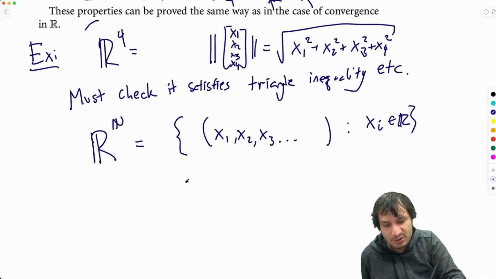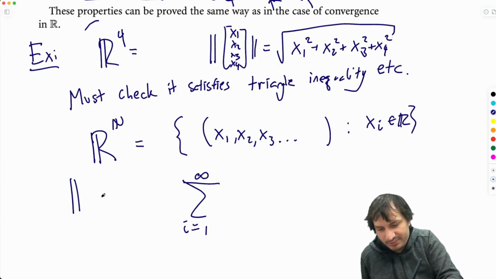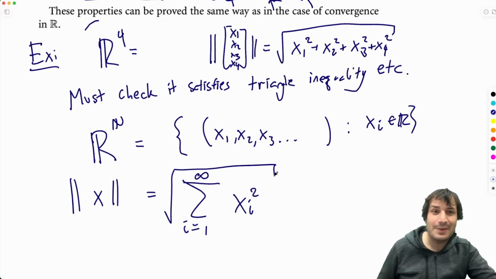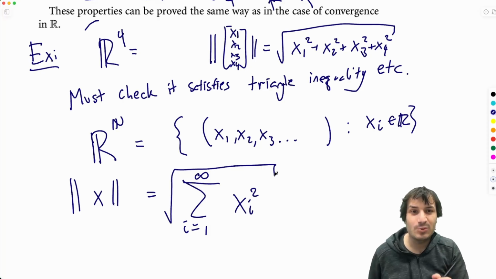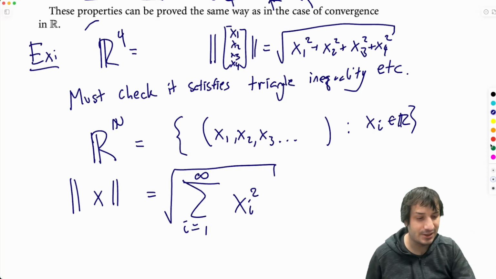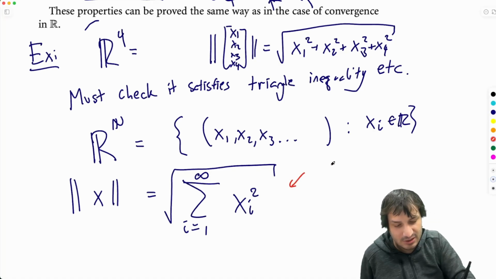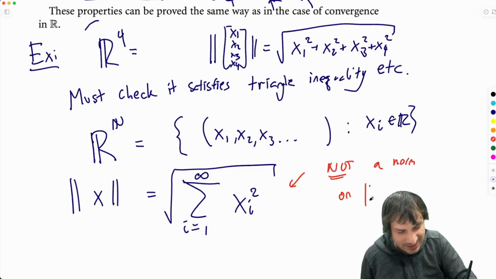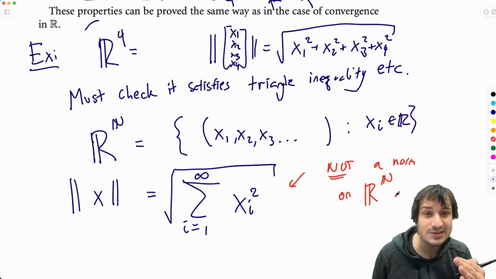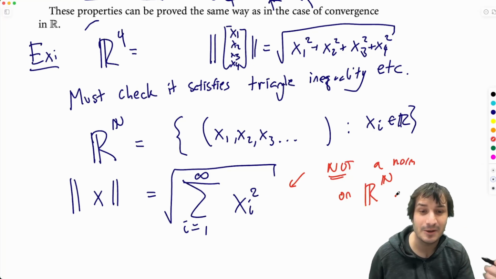You can attempt to take the infinite sum from i equals 1 to infinity of x_i squared, and then take the square root at the end. And there is a problem, which is that when you're doing an infinite sum, the answer might be infinity, and that would not be allowed. So this on its own is not a norm on the full space R^N, because for some sequences it does not return a finite number.